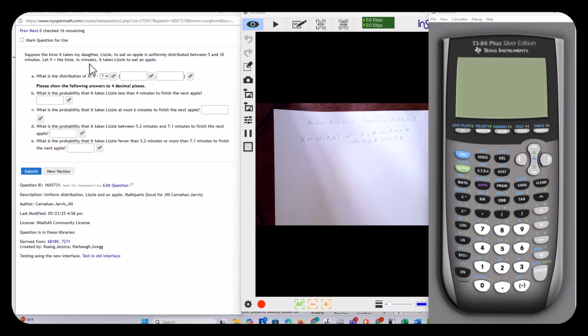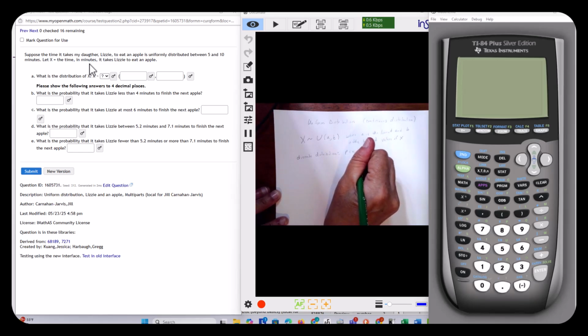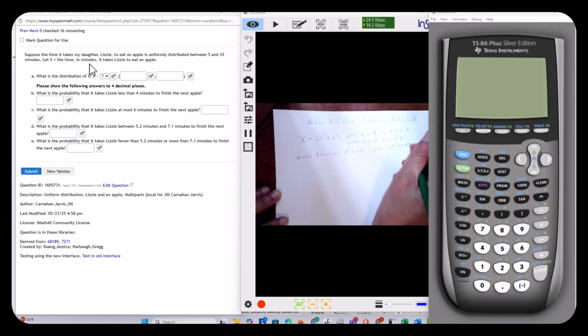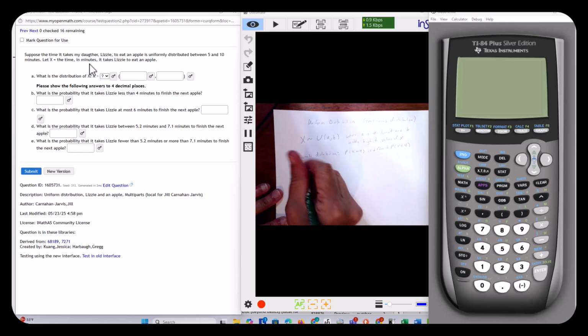One thing I want to point out that I don't know that your book does or not is that, remember, in a discrete distribution, the probability that x is less than 4 is different than the probability that x is less than or equal to 4. Okay, those are two different things, and I just made the 4 up. It could be any number here. In a continuous probability distribution, this doesn't matter.